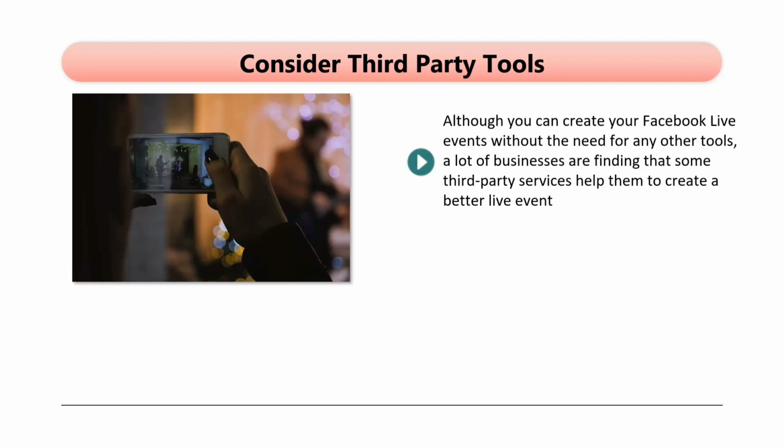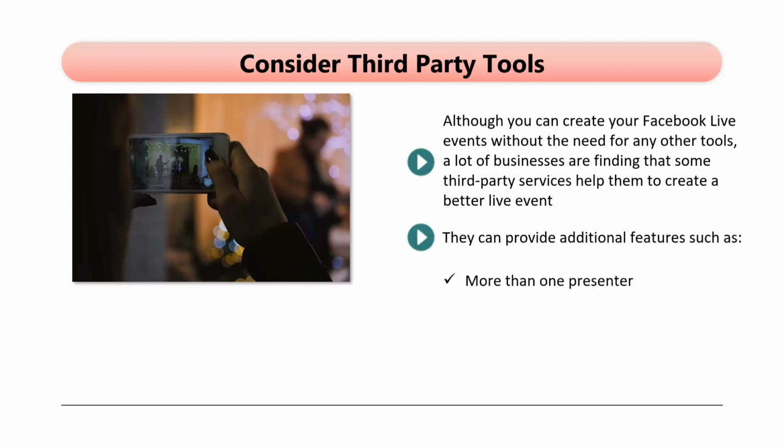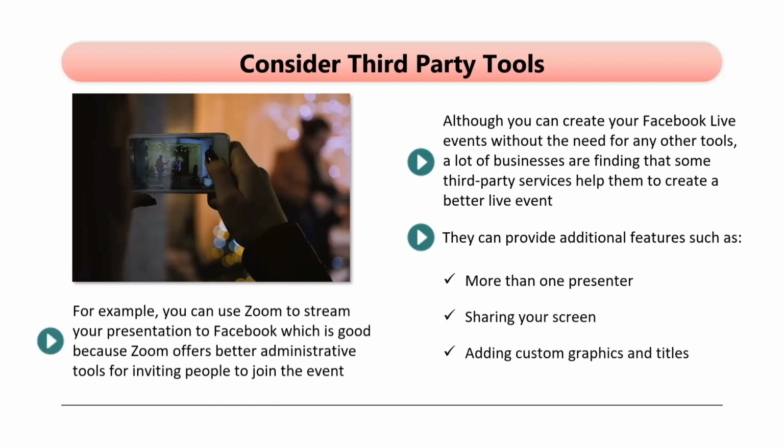Consider third-party tools. Although you can create your Facebook Live events without the need for any other tools, a lot of businesses are finding that some third-party services help them to create a better live event. They can provide additional features such as more than one presenter, sharing your screen, adding custom graphics and titles. For example, you can use Zoom to stream your presentation to Facebook, which is good because Zoom offers better administrative tools for inviting people to join the event. Your event still happens under Facebook Live. It also has some good features that are not available with native Facebook Live streams.